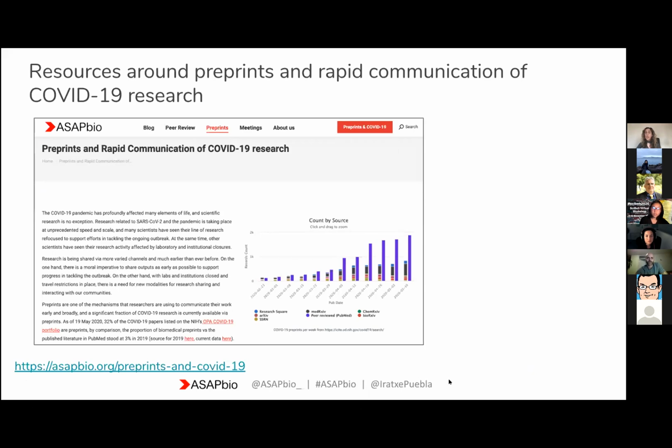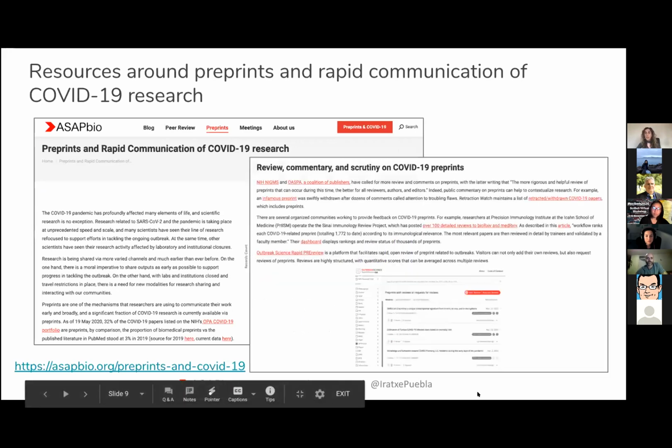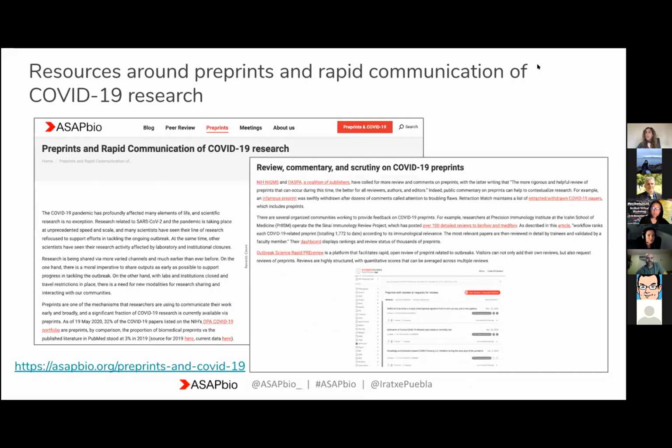We host a lot of resources for preprints on our site, but we thought that having a dedicated resource would be useful for anyone who is interested in how to find preprints for COVID-19, and what attention they are receiving. And we also added a section dedicated to the review and commentary on the initiatives, so that anyone interested could also have access to that.